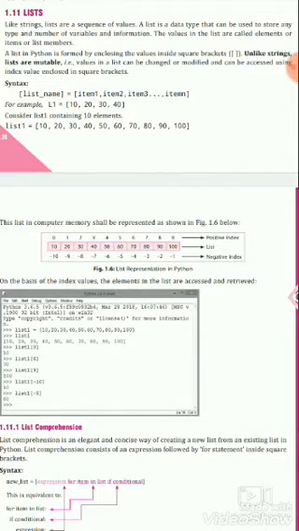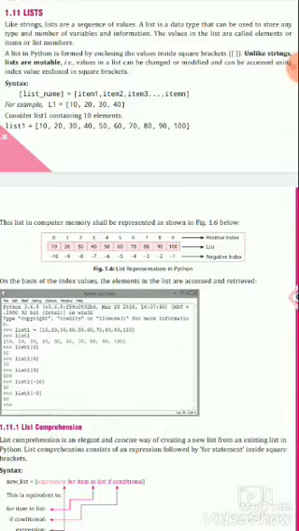Like strings, lists are a sequence of values. A list is a data type that can be used to store any type or number of variables and information. The values in the list are called elements, items, or list members, and we can access a list member through indexing of that element using square brackets.